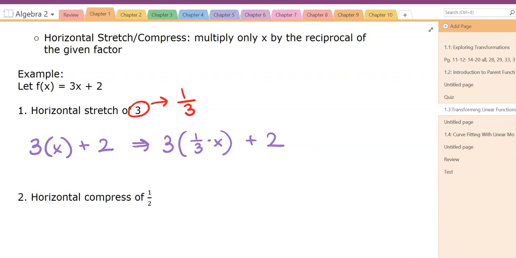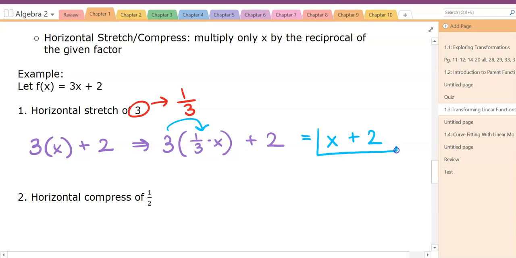So when we have 3 times the 1/3 times x, we can't turn that into a new number, so we're still going to end up distributing here. And we saw this earlier on that last problem. 3 times 1/3 is just going to be 1. So you're going to end up with just x. And then there's going to be that plus 2 left. So our new function would just be x plus 2. So why don't you guys try number 2?